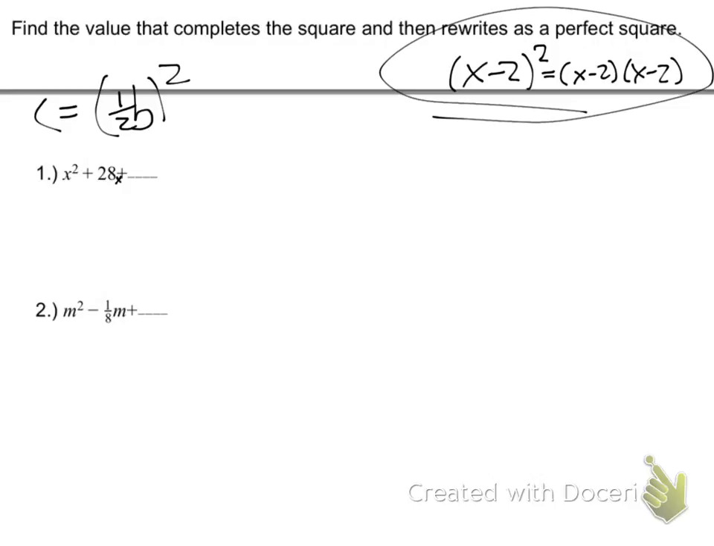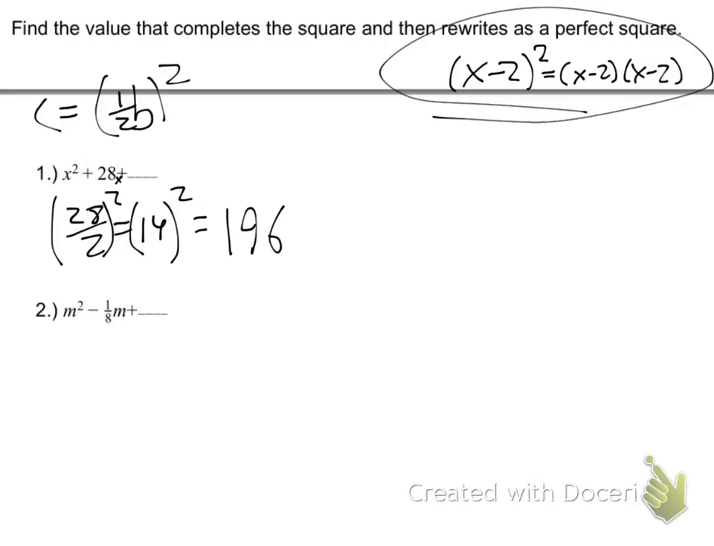So we should be saying, okay, it's 28 divided by 2, which is 14. I've got to square that, and 14 times 14 is? I don't think it's 164. Something like 196? You should take your calculators out if you don't know your perfect squares. So 196. In that spot, I should have 196. That's my answer for the first part that says to find the value that completes the square. 196 is that answer. Then it says rewrite it as a perfect square.